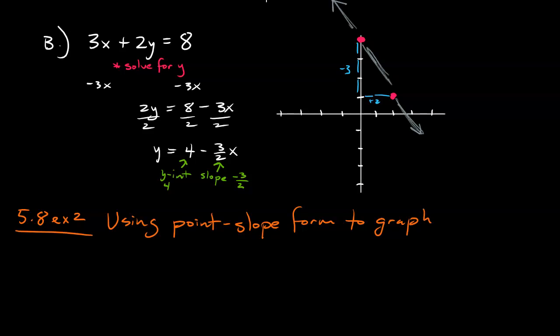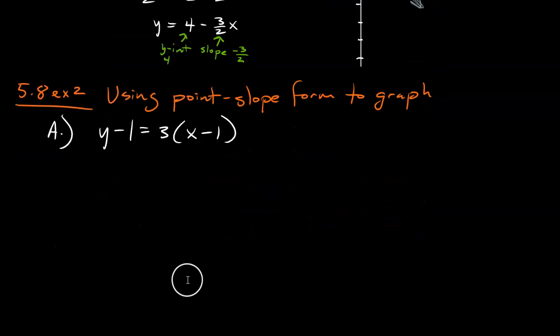So this one says using point slope form to graph. So this would be if you are given information that's in point slope form. And I know this is point slope form just because of the way it's written when it says y minus a number equals a number times x minus another number. That's point slope form.